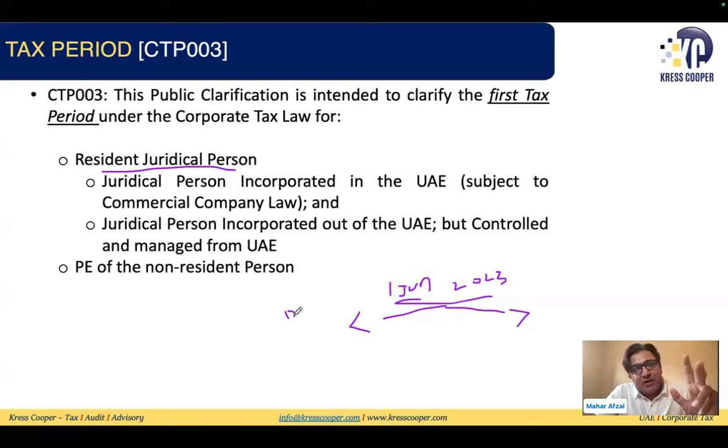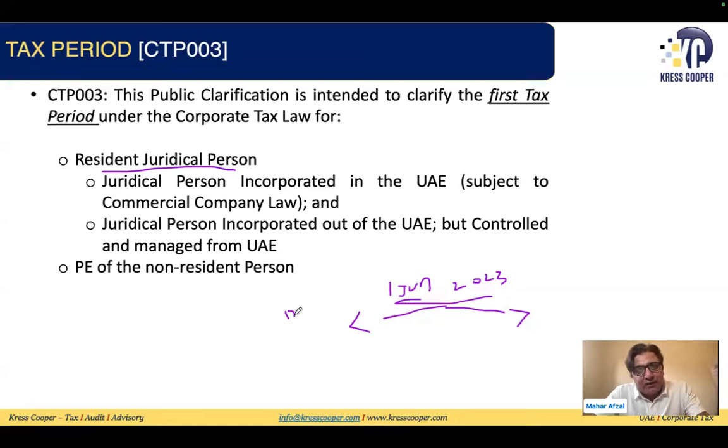If their financial period ends on 31st of July 2023 and the new financial period starts from 1st of August 2023, then the law will be applicable starting from 1st of August 2023. So basically, whenever the running financial period ends after 1st of June 2023 and the new financial period starts, then the law will be applicable on the tax.